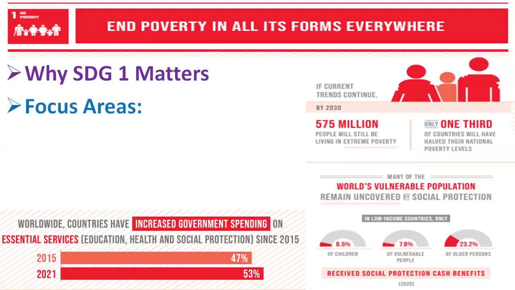For this, we have the focus areas. The first one is the social protection system, basically to develop robust social safety nets like pensions, unemployment benefits, and child welfare programs, and to ensure these systems are accessible to the most vulnerable, including women, children, the elderly, and persons with disabilities.